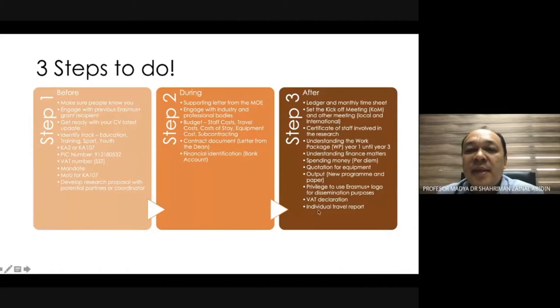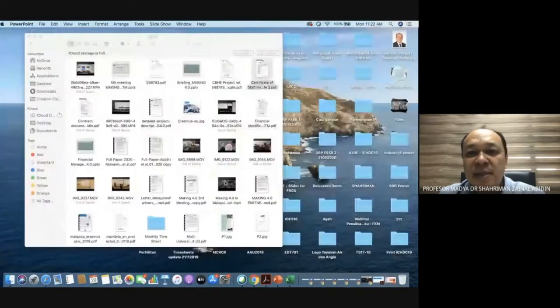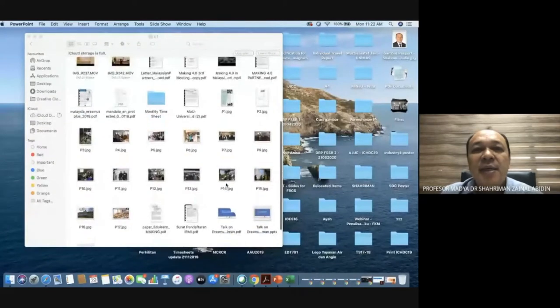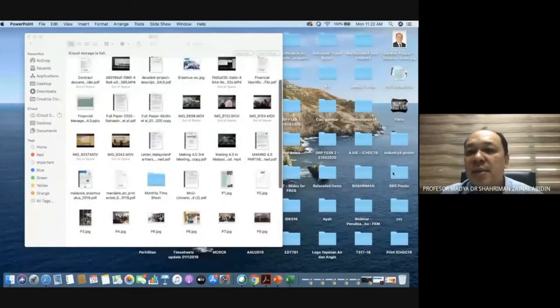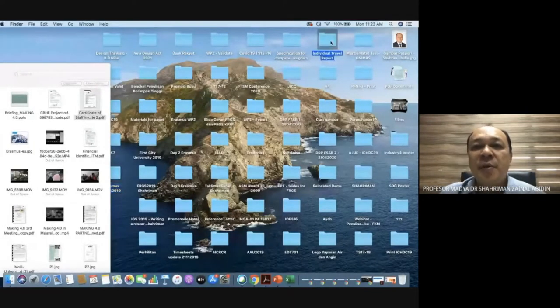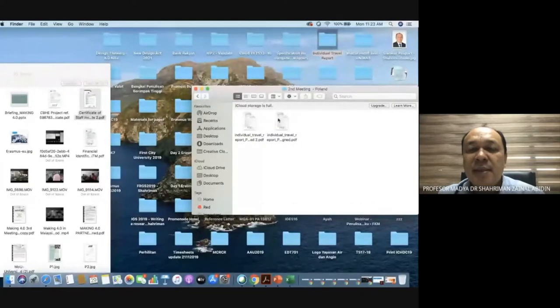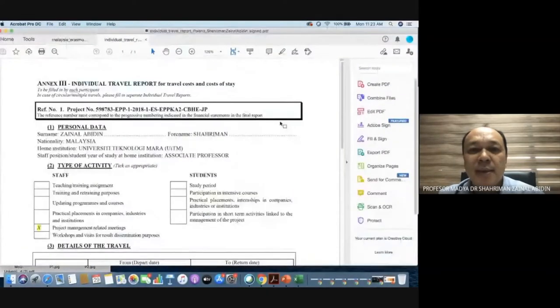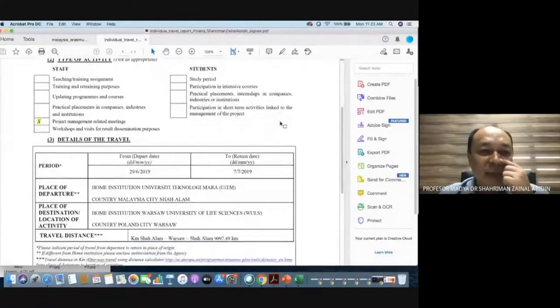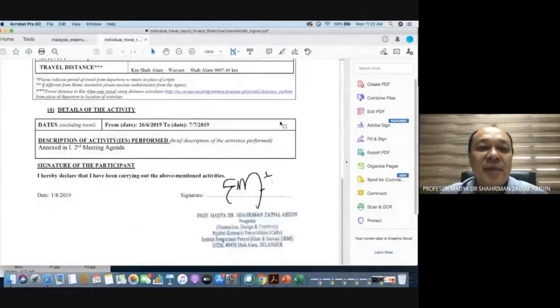And then every traveling we need to provide an individual travel report. So individual travel report ni, dia bentuk dia macam ni. Individual travel report, kat sini saya letak ni, travel report. Ni individual travel report. Contohnya meeting, okay, baru ni kita pergi Poland. Saya pergi Poland last year, Warsaw. So kita kena buat laporan satu keping je, dia panggil individual travel report.